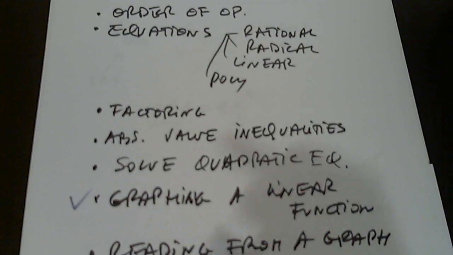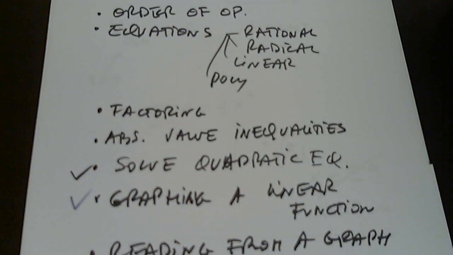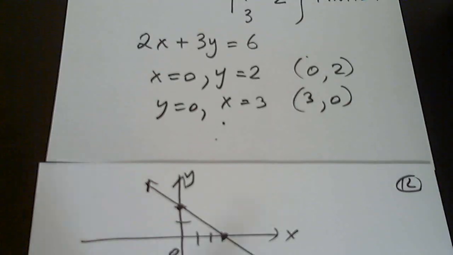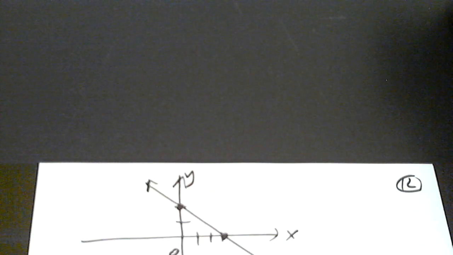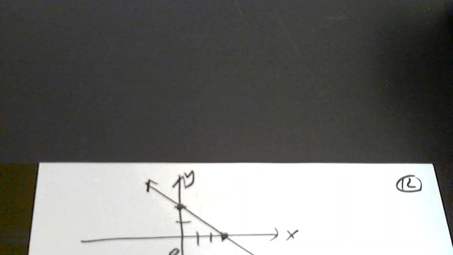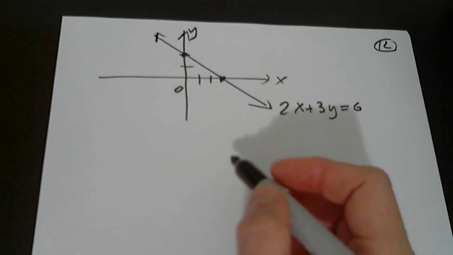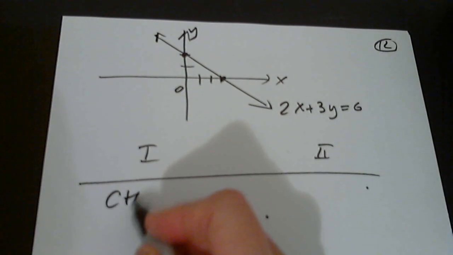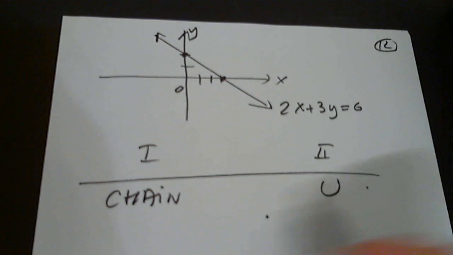Anything else? This, we've been doing it all the time. Absolute value inequality. Yes. Remember with absolute value inequalities, we have two types. We have the chain and we have the union. So two types, type 1, type 2. Chain and union.